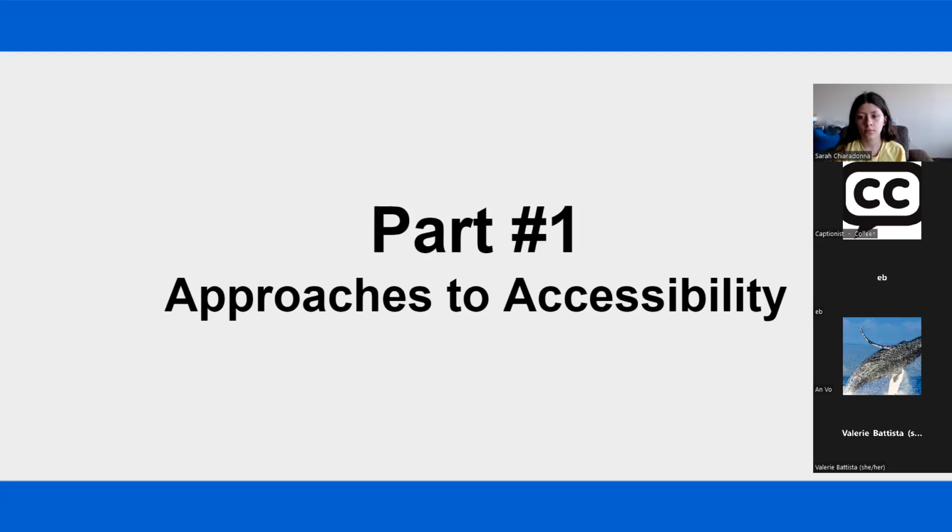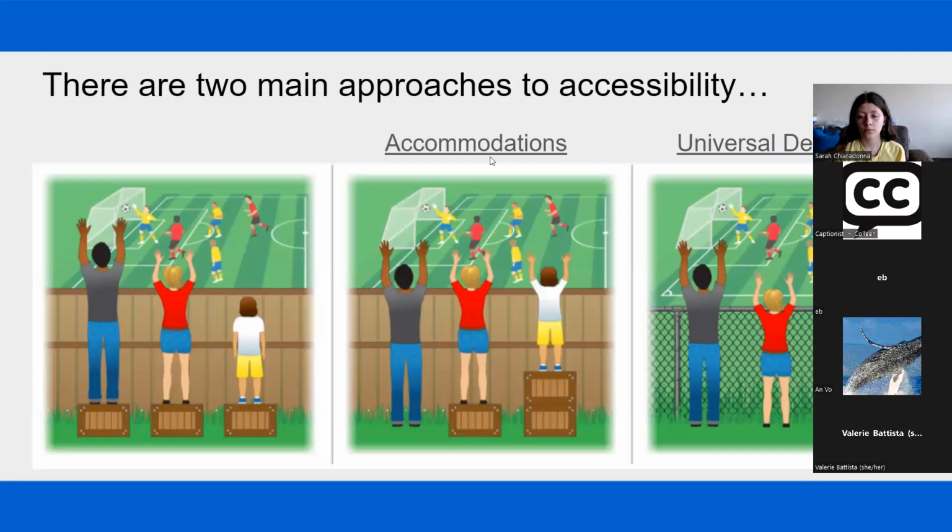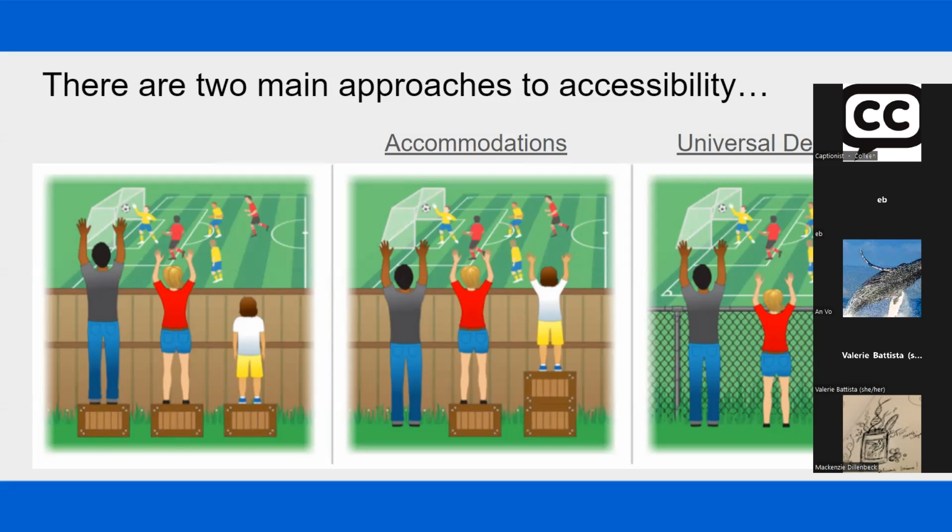So first, we'll be going over the approaches to accessibility. There are 2 main approaches to accessibility. As you can see on the left, there is a picture of 3 figures. They're standing behind a fence watching a soccer game. And unfortunately, this situation is not accessible to everyone who is there, not necessarily in terms of disability in this case, but in terms of height, where there is one tall individual on the left that can see quite clearly over the fence, one medium-sized individual who can see just barely over the fence, and a smaller individual who cannot see over the fence. This is the case where things are not always accessible.